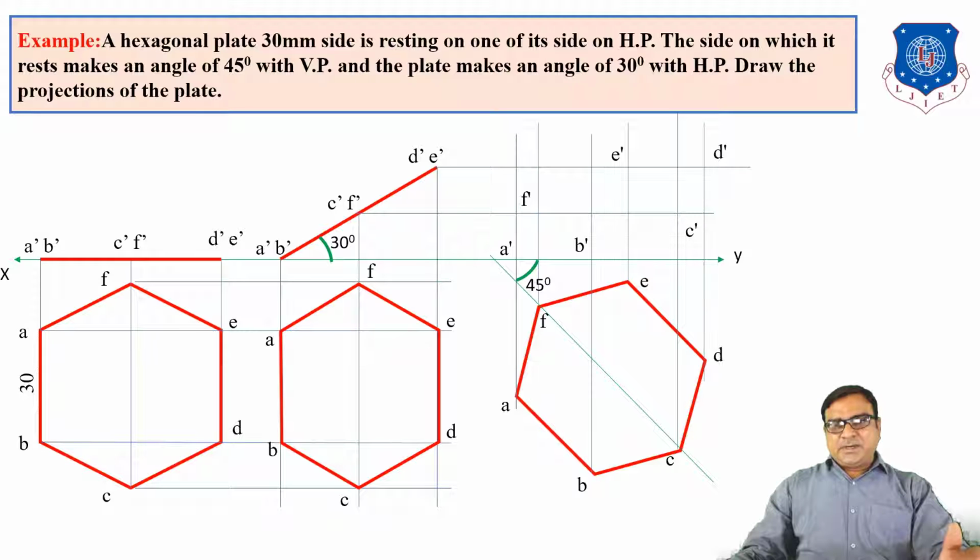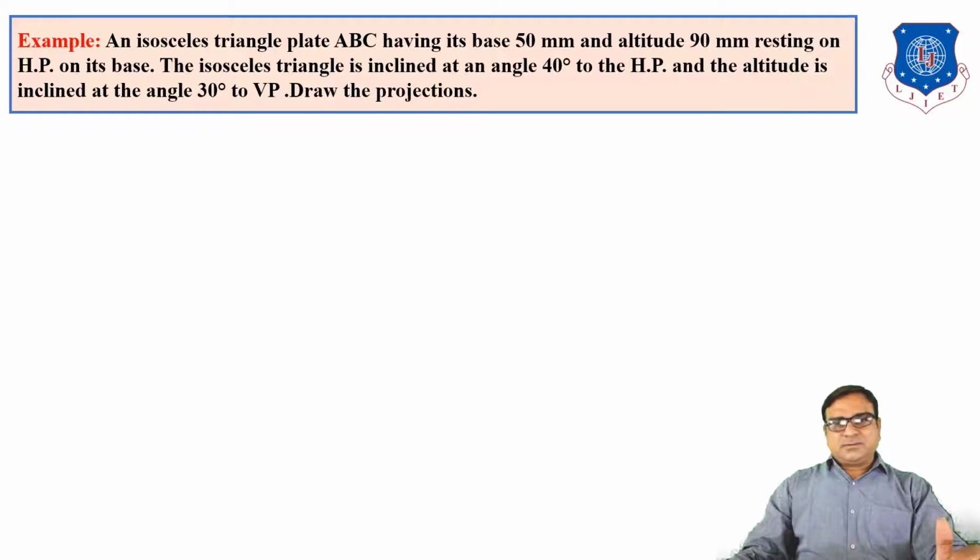Obtain points A dash, B dash, C dash, D dash, E dash, F dash and join with straight lines. So this is the front view and top view of the hexagon.